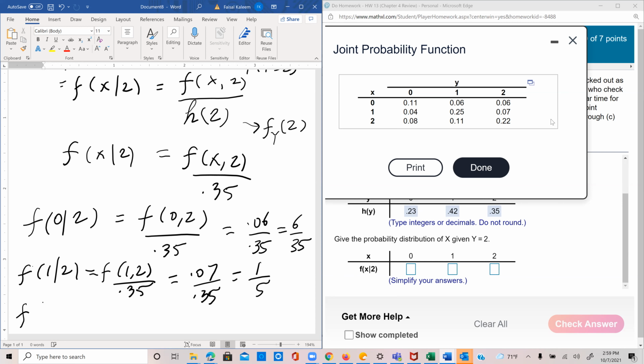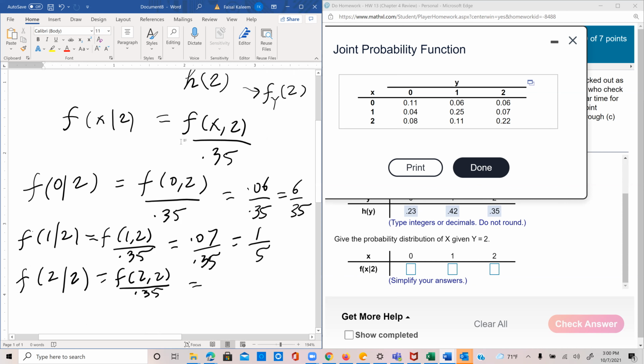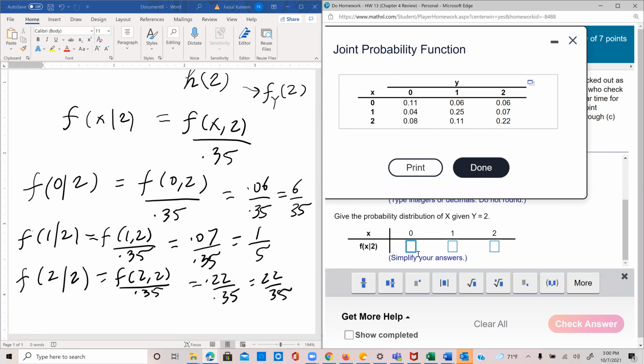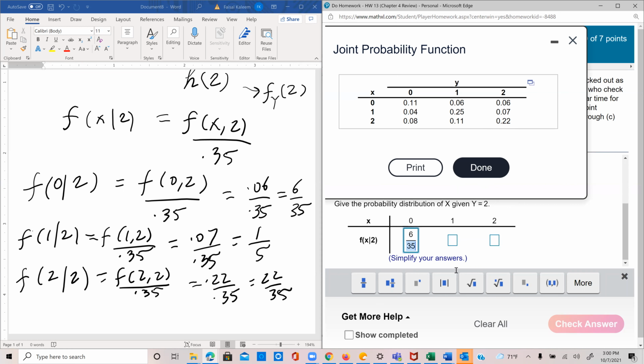And then lastly, f of 2 given 2 means f of 2, 2 over 0.35. And f of 2, 2 from the table is 0.22 over 0.35. So that's 22/35. So the distribution is 6/35, 1/5, and 22/35.